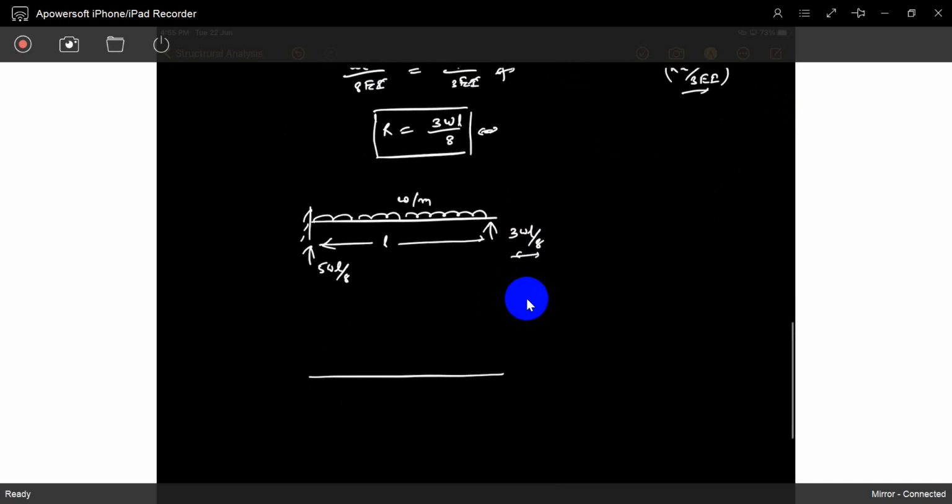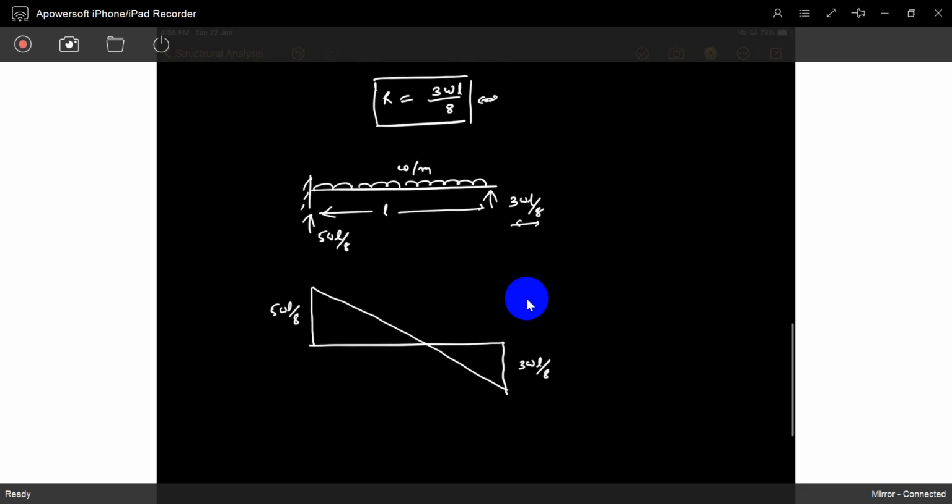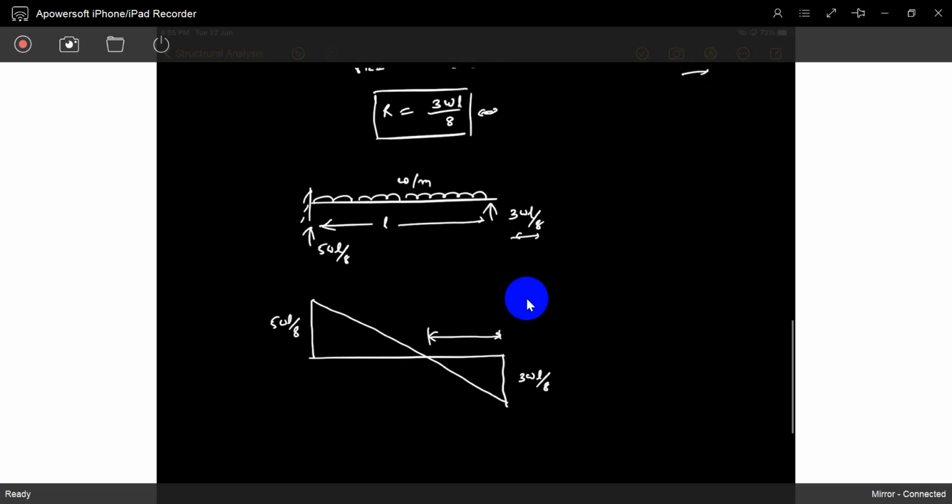So 3WL by 8, and 5WL by 8. Okay, that's it now. What will be? So this is a uniformly distributed load. What is the value of this? At where shear force is going to be 0? So you can easily find out. Somewhere x, 3WL by 8.